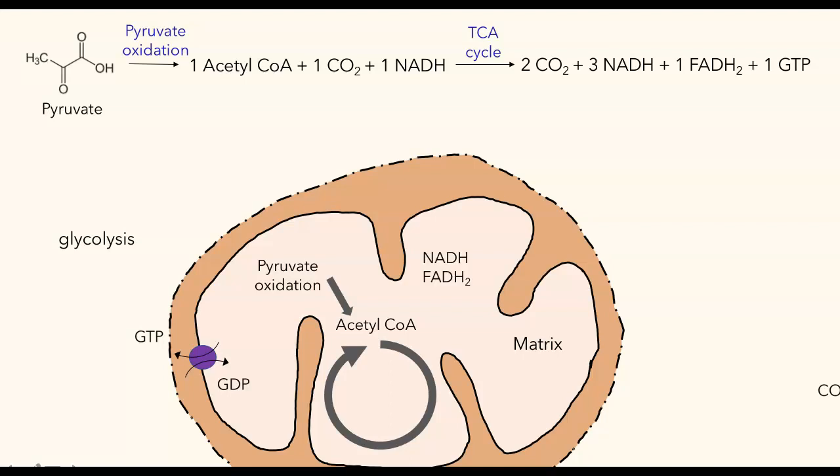The last products of the TCA cycle and pyruvate oxidation are NADH and FADH2. Those are generated in the matrix, and they will be consumed in the mitochondrion in a series of reactions that are going to be located in the inner mitochondrial membrane, and those are collectively going to be called the electron transport chain. We'll look at that in another video.